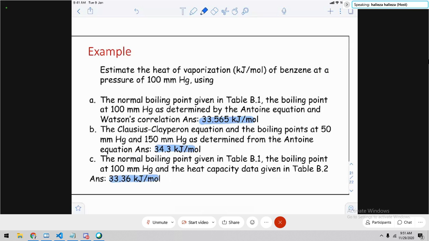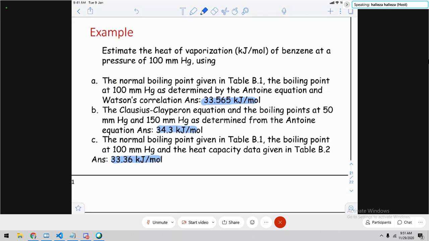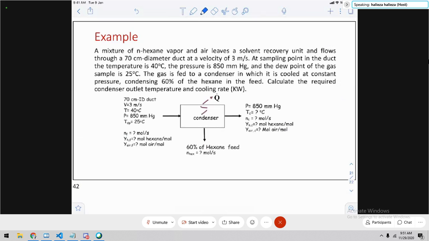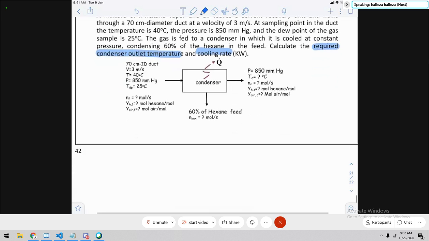Okay, there's another one to do with Antoine. I'm not sure where I got this problem from. There's one example here that requires a heat balance: outlet temperature and cooling rate, which is Q. You need to find the temperature of the outlet. That's quite long. This example is very long.